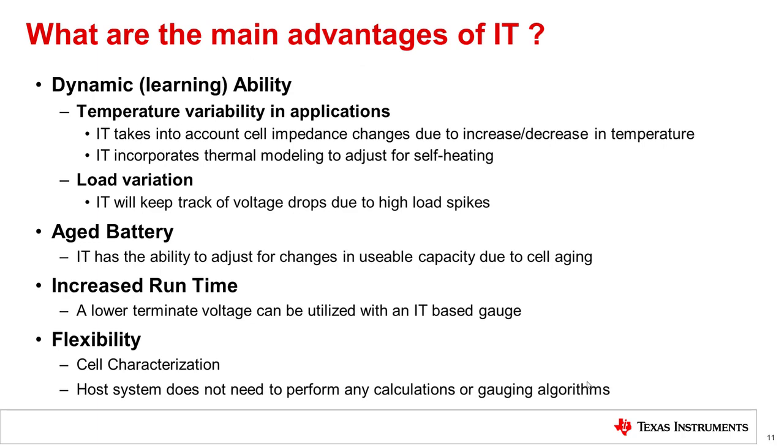In summary, using an impedance track gauge has many advantages. The algorithm is able to handle dynamic conditions such as load and temperature variation, which is made possible by accurate battery modeling. The algorithm also has the ability to adjust for changes in usable capacity due to cell aging. A lower terminate voltage can be used, thereby increasing the battery runtime. It gives you the most flexibility to handle any kind of conditions, any kind of cells, any kind of systems by tweaking certain knobs in the flash memory of the gauge, and it saves your host from needing to do any kind of complicated gauging algorithm.